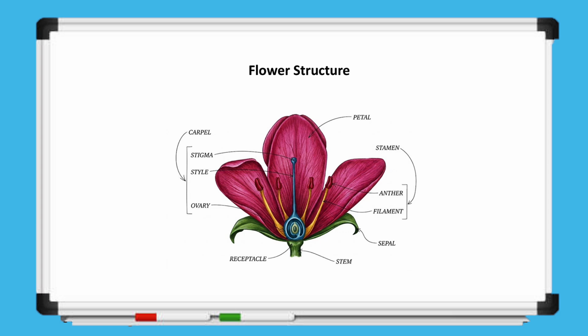In addition to the reproductive parts, flowers have supporting and protective structures. Petals are often brightly colored to attract insects like bees and butterflies, and collectively they are called the corolla. Sepals are leaf-like structures at the base of the flower that protect the bud before it opens, and together they are called the calyx. The receptacle is the thickened part of the stem from which all the flower organs grow, and the stem, or pedicel, supports the flower and connects it to the rest of the plant. Altogether, these structures work in harmony to help the flower reproduce and ensure successful pollination.